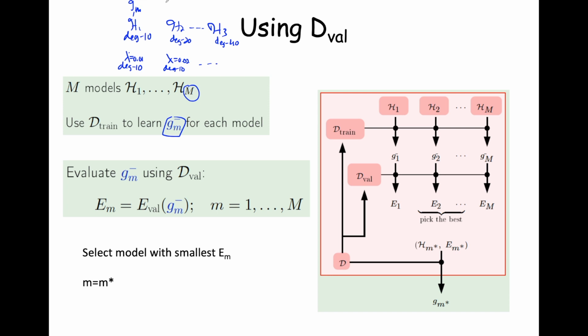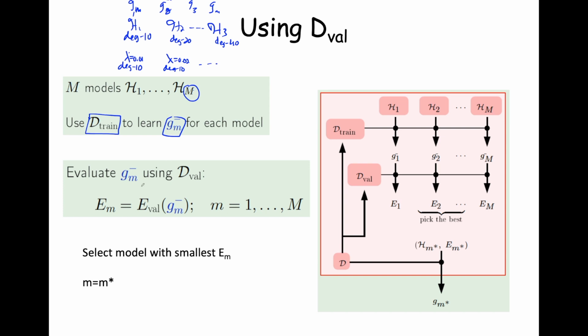We're going to have a G2 minus. We're going to have a G3 minus up to a GM minus. And each one of these GM minuses is going to be the resulting final best hypothesis for each of these big M many models when we run using Dtrain to learn. And so then once we get these GM minuses, we're going to evaluate each of them using Dval.